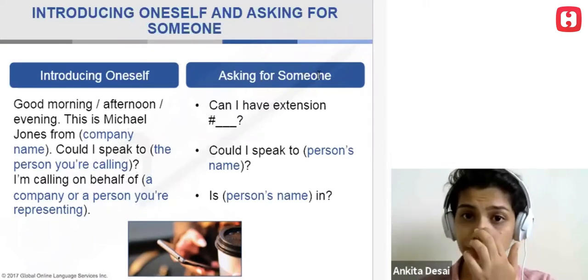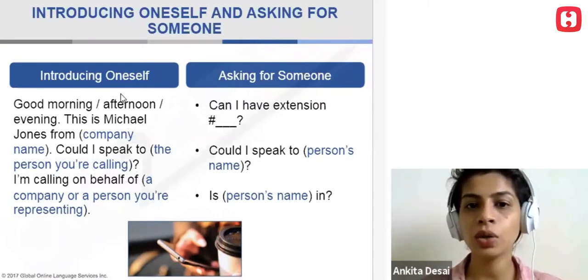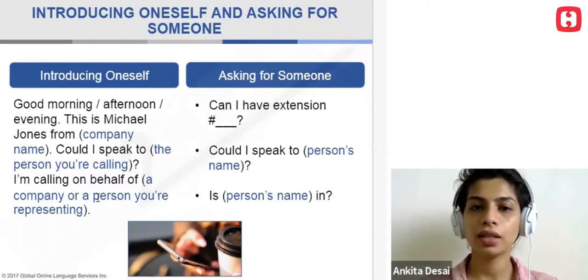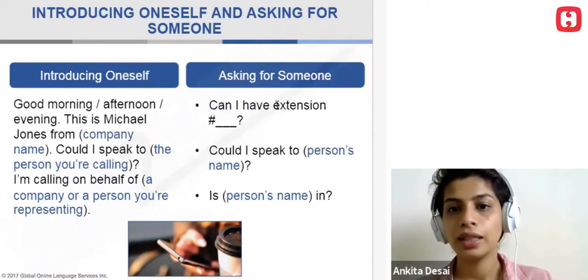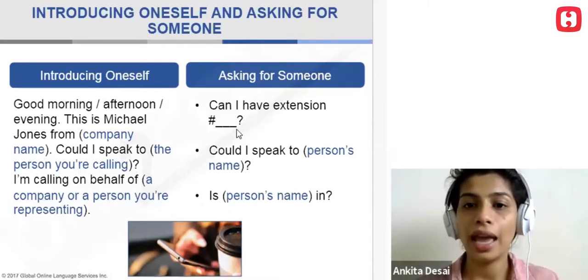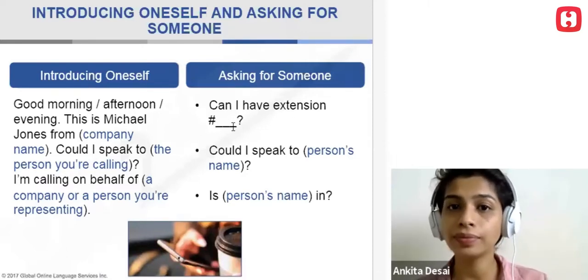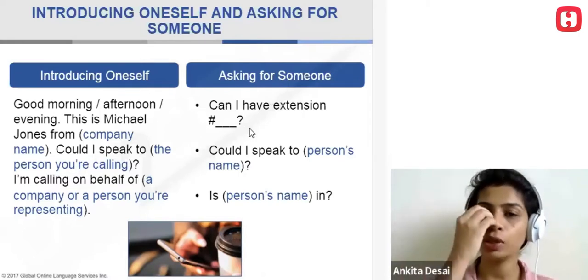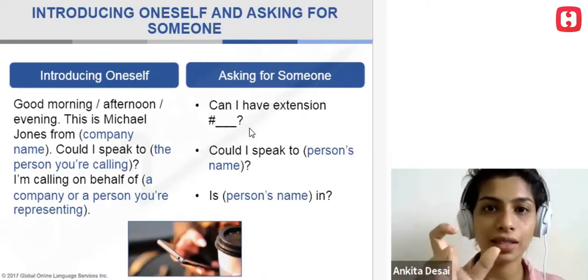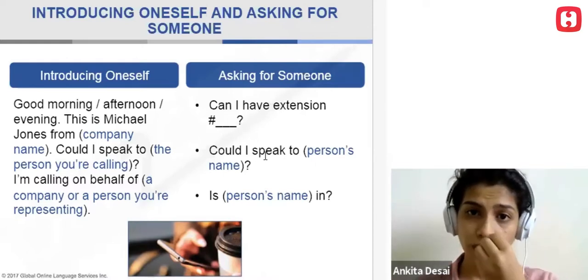Asking for someone. How will you ask for someone? In the first, introducing oneself, you've given the entire introduction. Next, you can ask for an extension. So can I have extension number 3421? You can give the extension number. Can I have extension number 3421? That means, can I speak to the person who has this extension number? Then, could I speak to the name of the person?